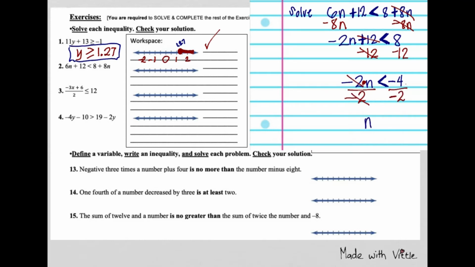Remember that if we're dividing by a negative number such as this, we will reverse that symbol from less than to greater than. So on the other side, negative 4 divided by negative 2 is positive 2. Therefore, this is our final answer, n is greater than 2. Since n is greater than 2, we will leave this circle unshaded, okay? We will have everything shaded to the right except the circle because it says it's not equal to 2.